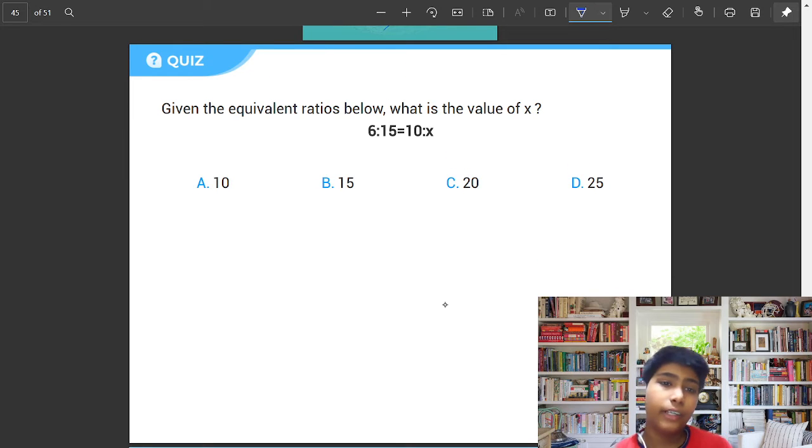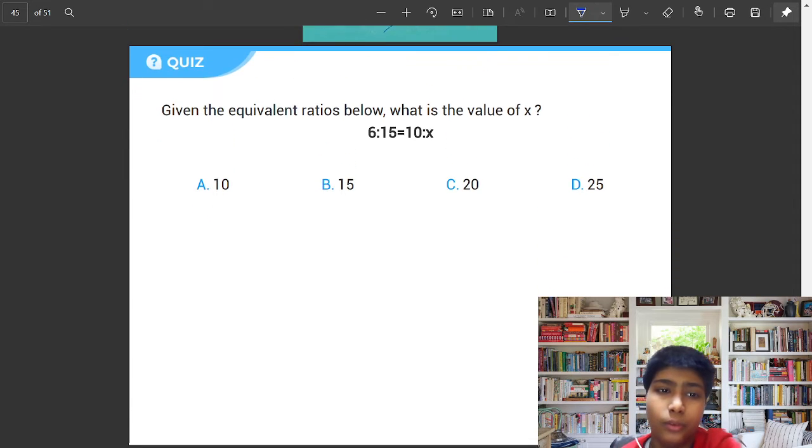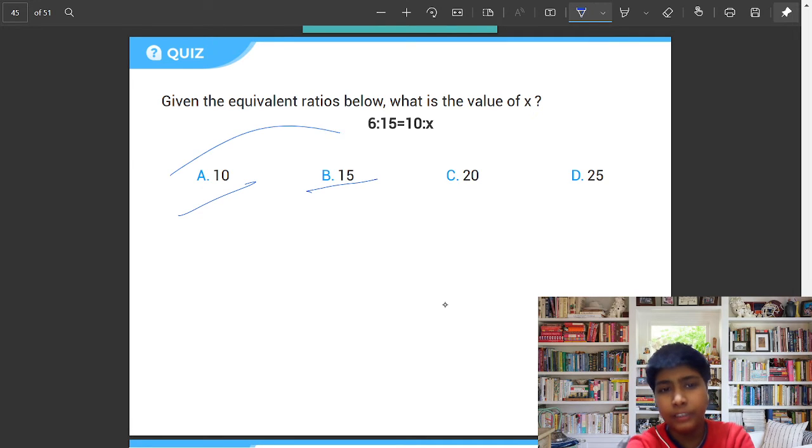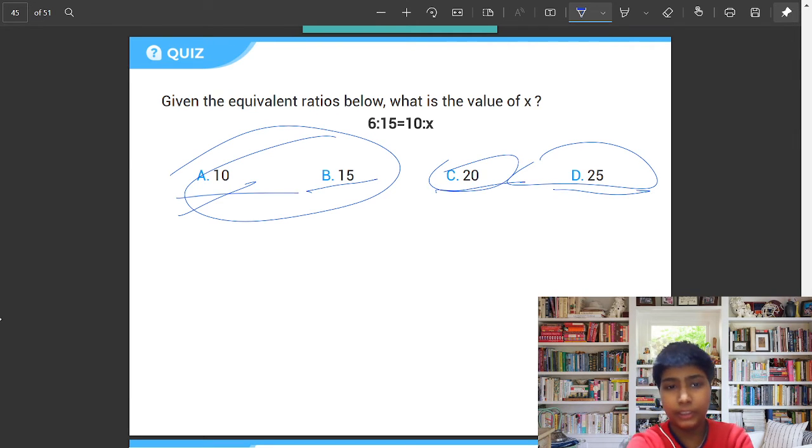Given the equivalent ratios below, what is the value of x? You can tell me. I'm giving you much time. As you can see, it will not be 15 or 10. These are out of the range. These two will not be your answer. If your answer is these two, you're fully wrong.